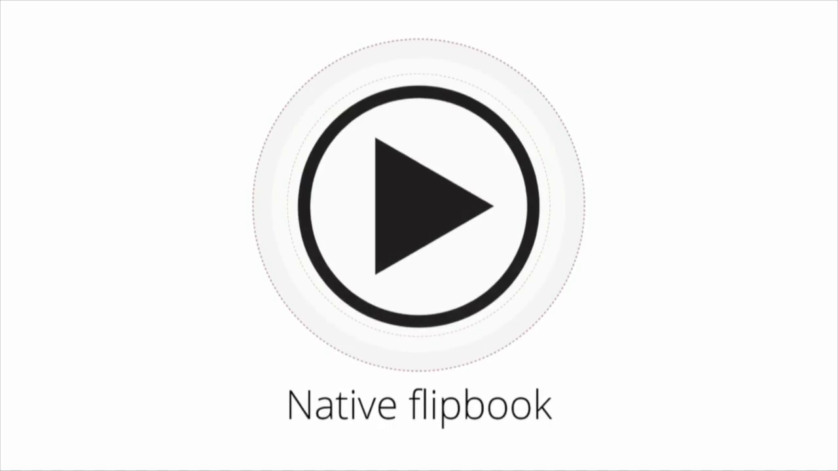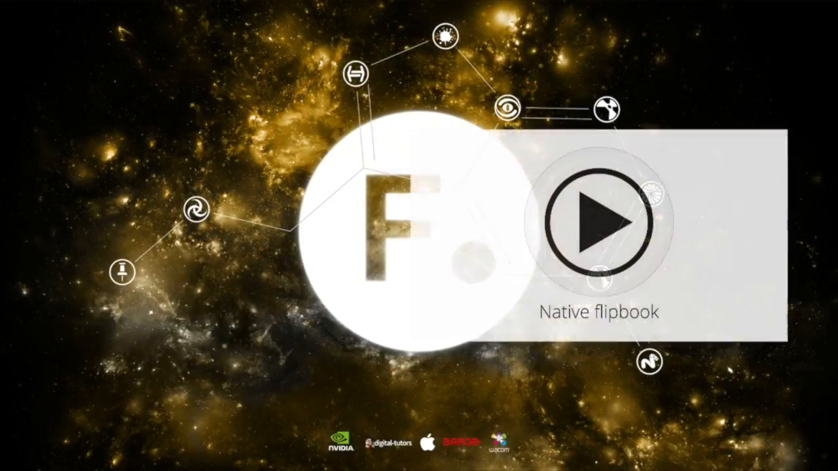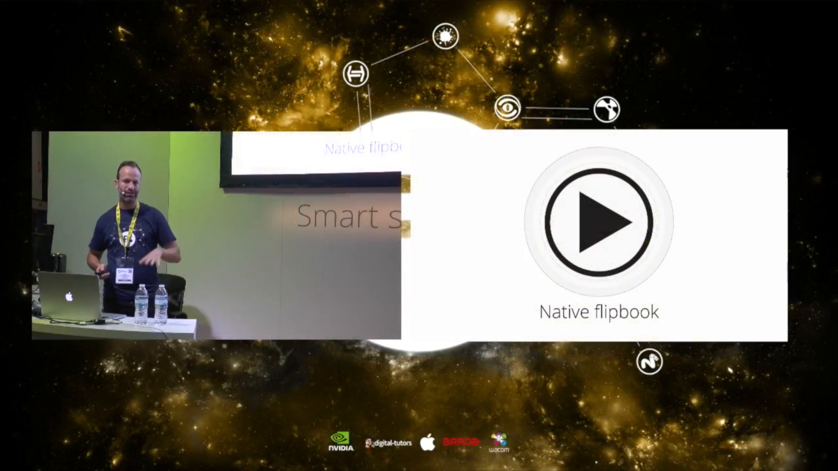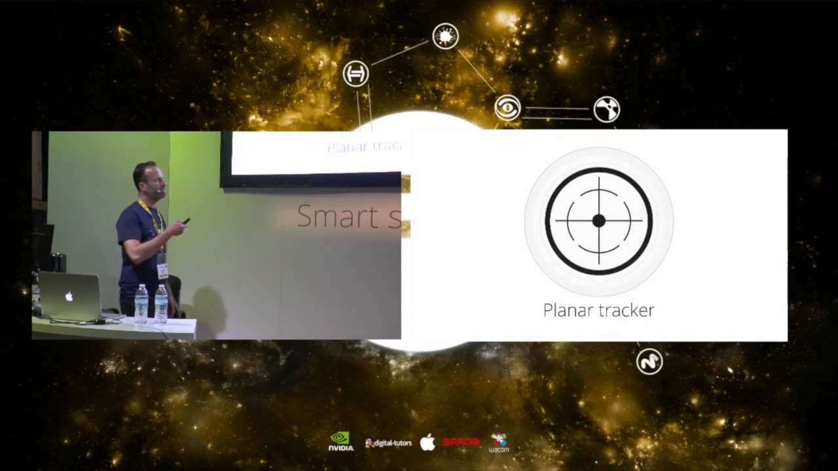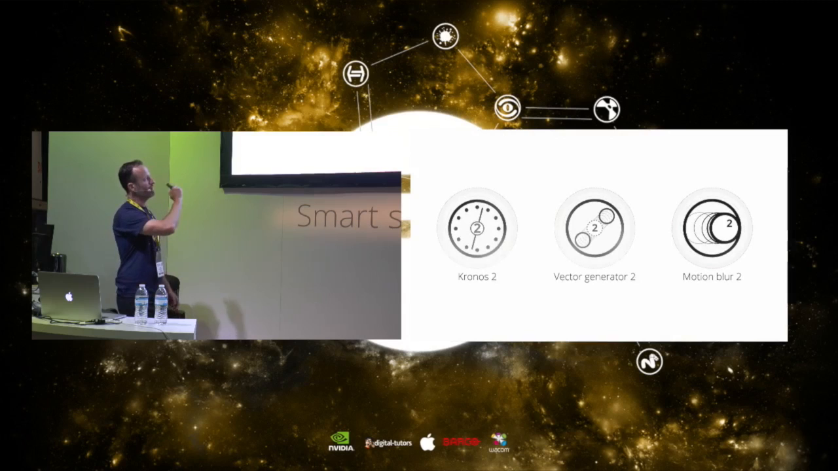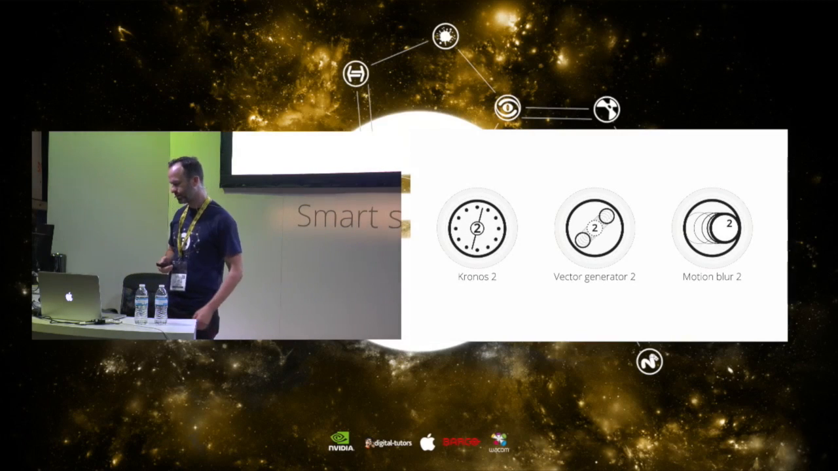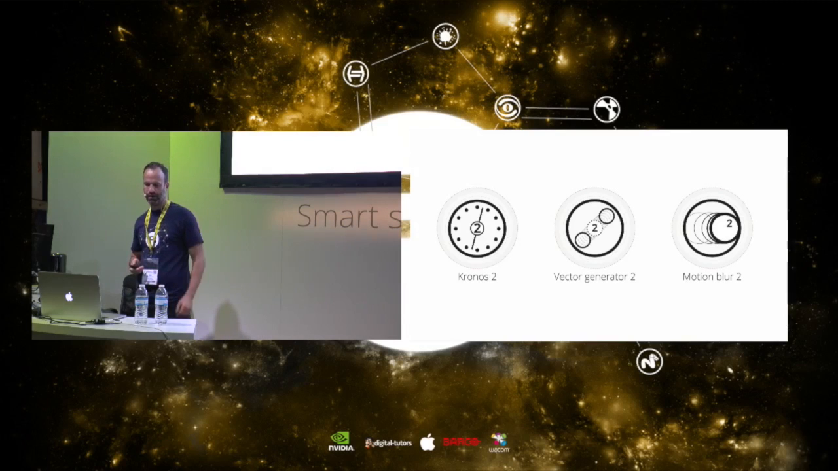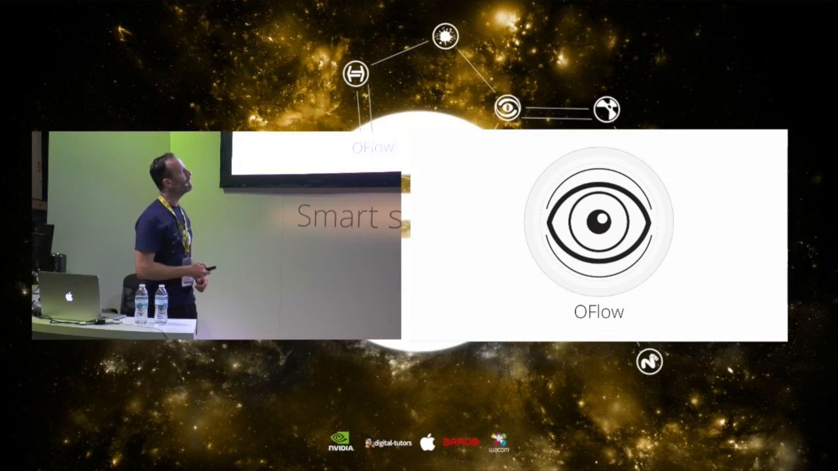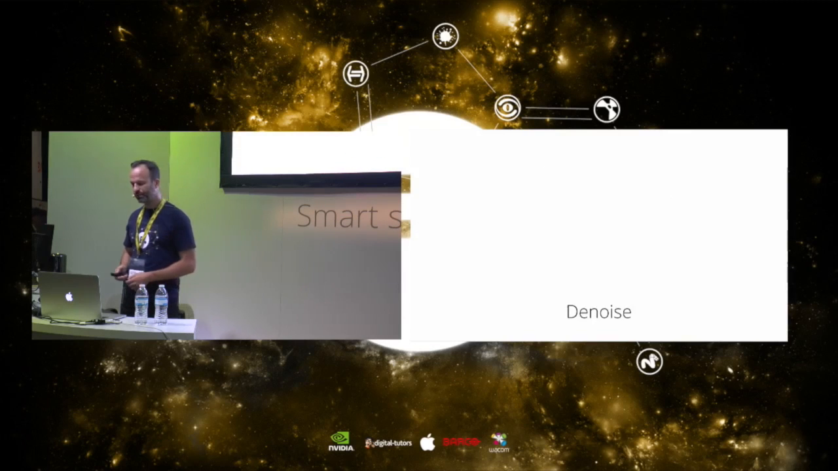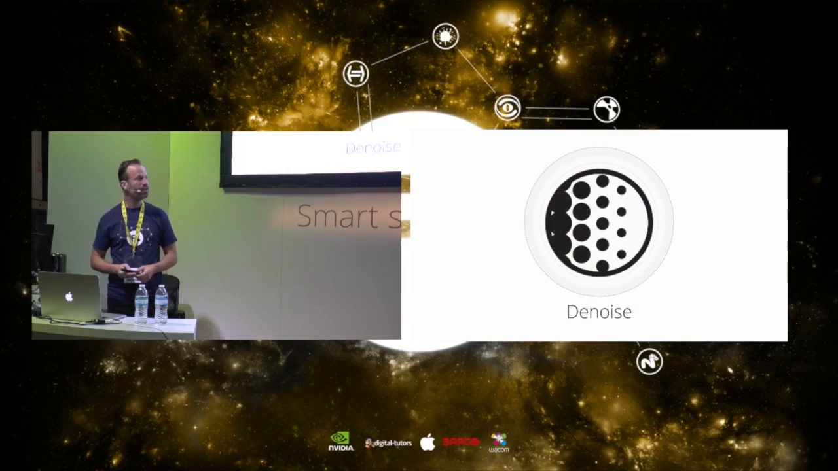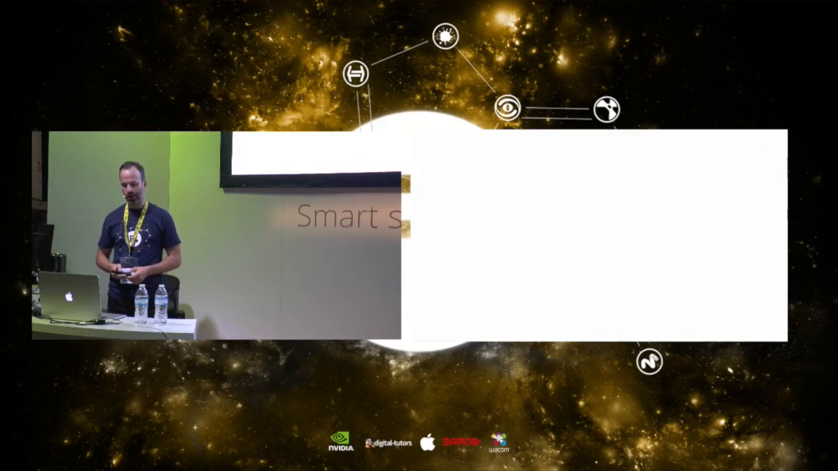We've also put in a native flipbook. The studio player that's in Nuke Studio has trickled down back into Nuke and Nuke X as well. So we've got a real-time player with audio in Nuke and Nuke X. Planet Tracker, a brand new one, does a really good job. I'll show you a demo of that a bit later. This is really exciting for Nuke X. There's a brand new version of the retimer, Chronos, and a vector generator for vectors and motion blur as well, and I'm going to show you that too. OFlow has got GPU acceleration now. Denoise has moved from Nuke X to Nuke. So that's the core updates.